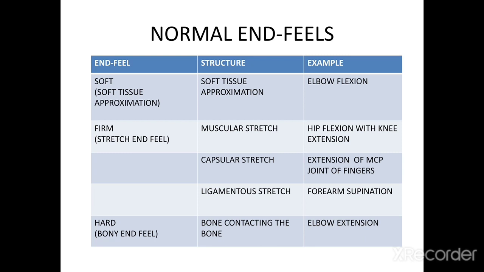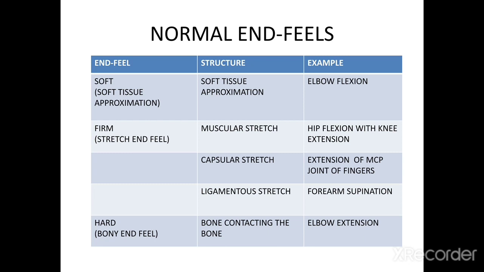Now we'll go on to the different types of normal end feels, which are basically given by Kaltenborn, Cyriax and Paris. Kaltenborn has classified the normal end feel into three types. One is soft end feel, second is firm end feel, and the third is the hard end feel. Whereas Cyriax has classified the normal end feel depending upon the type of structure that is limiting the range of motion. So it is classified as soft tissue approximation, tissue stretch end feel, and third is the bony end feel.